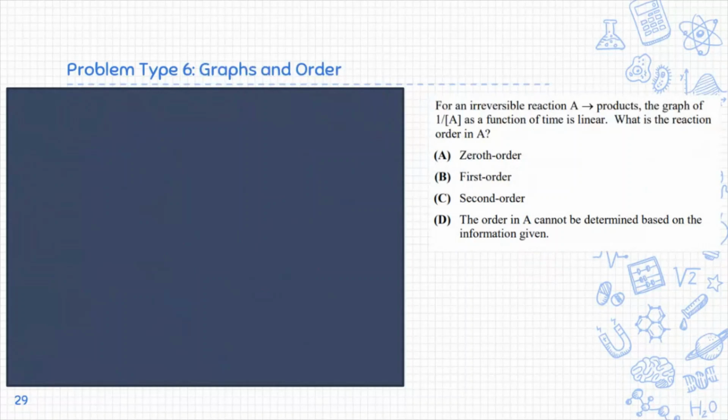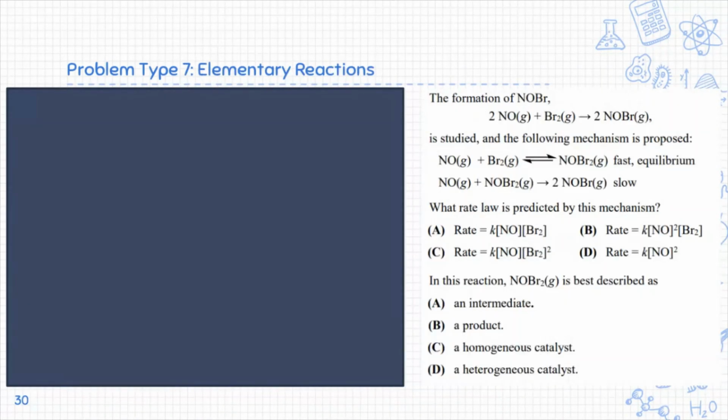So graphs in order. For the irreversible reaction A goes to products, the graph of 1 over concentration of A as a function of time is linear. What is the reaction order in A? Can you guys answer this question in chat, like right now? Yes, it is second order. I hope you guys are good with this. This is a pretty typical question.